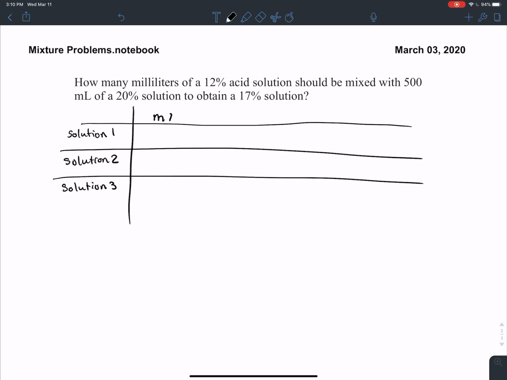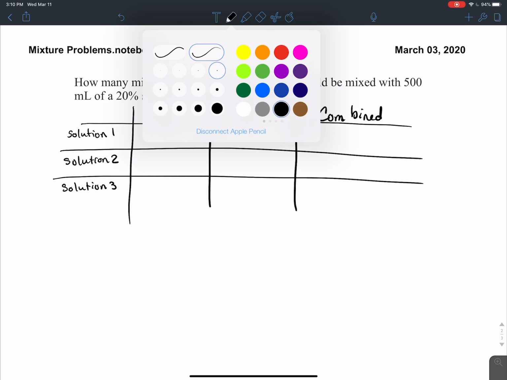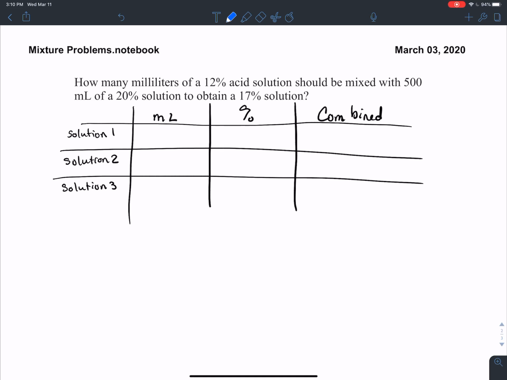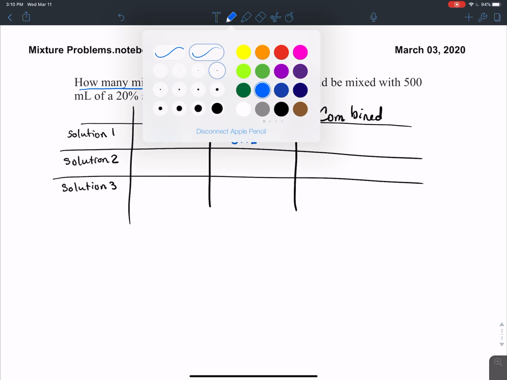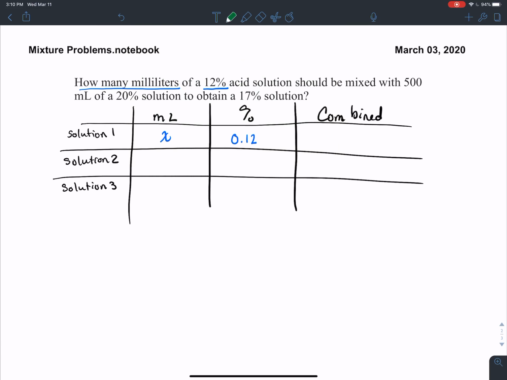For each solution, I'm going to have a milliliter and a percent, and I'm going to multiply them to fill in this third column. So if I read through the problem, they're saying how many milliliters. So I don't know how much of a solution I have. Of a 12% acid solution. So I'm going to write my percent in decimal form. 12% is 0.12. Should be mixed with, so now they're telling me about another solution.